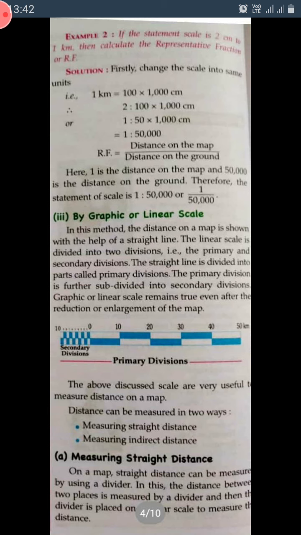For example, if there is a difference of distance between Donar and Lahariya Sarai, which is 3 kilometer, we can measure it by keeping this divider onto these two places, and then again we have to keep the divider on a scale ruler, and then we can easily find that these two places have the distance of 3 kilometer.